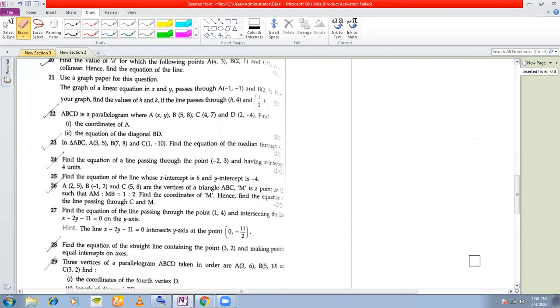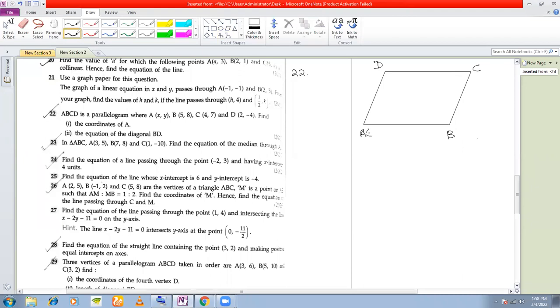Okay, so I have finished number 20. Let's move to number 22. The question is ABCD is a parallelogram where coordinates of A, B, C, and D are given to you. First question is find the coordinates of A, and the second question is the equation of the diagonal BD. So let's draw a parallelogram and see. Let's try to picturize what is given here.